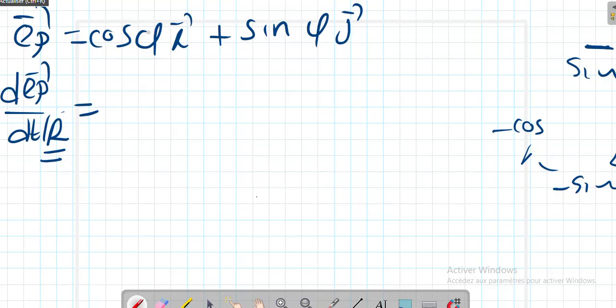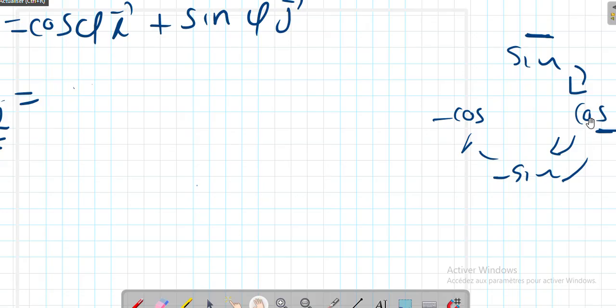Now, this is a composite function. So what you do, you find the derivative of everything. If you remember the composites, what's the derivative of cos? You come to this diagram, the derivative of cos is negative sine, right? So you say negative sine phi. Since phi is a function of time, you just multiply by phi power. Okay, you apply the chain rule here.